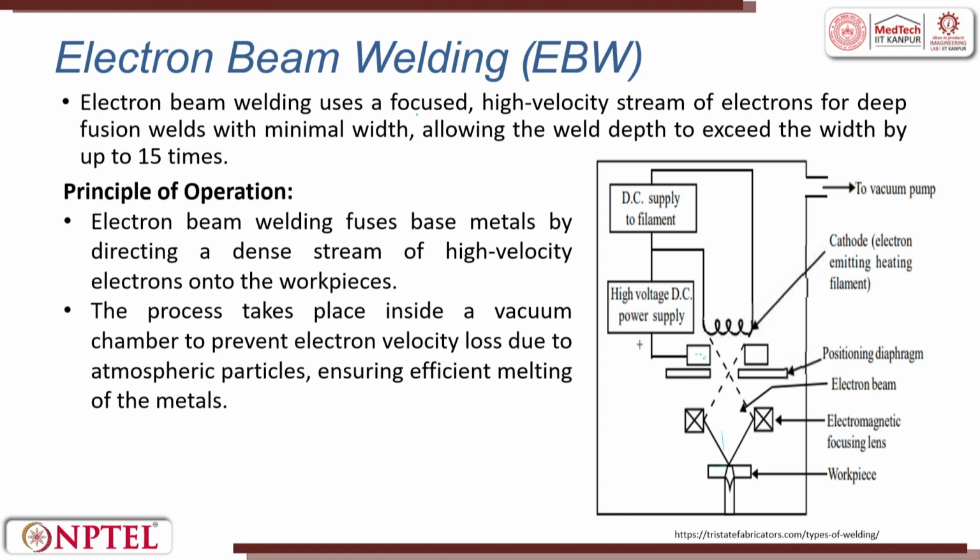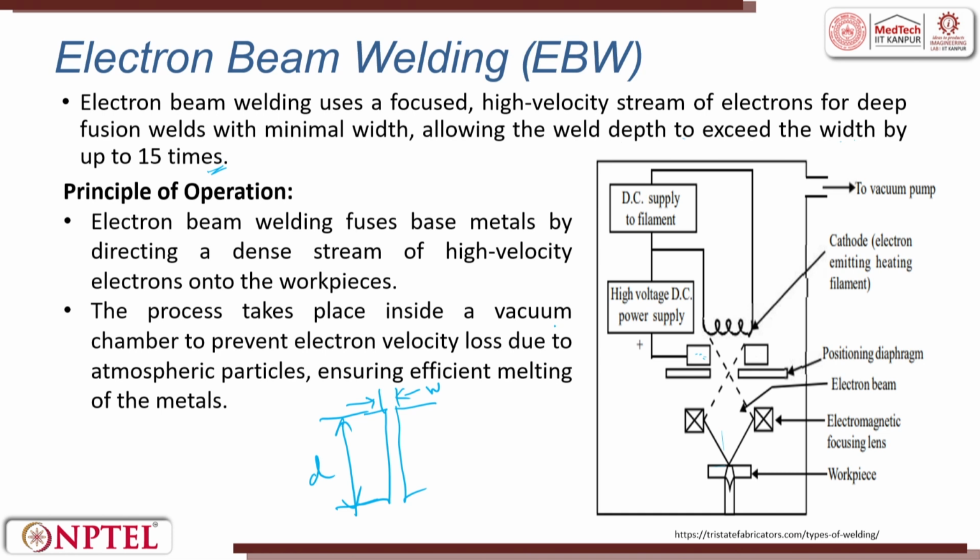Electron beam welding uses a focused high velocity stream of electrons for deep fusion welding with minimal width, allowing the weld depth to exceed the width, depth to width. So, this is depth and this is width. Very high aspect ratio joining has to happen. We use electron beam for that. The principle of operation: electron beam welding fuses base metal by directing a dense stream of high velocity electrons onto the workpiece.